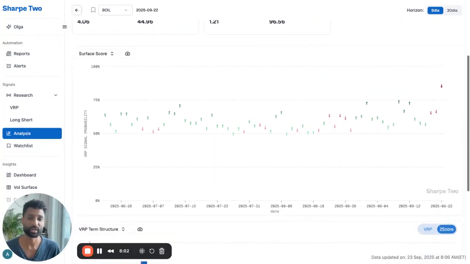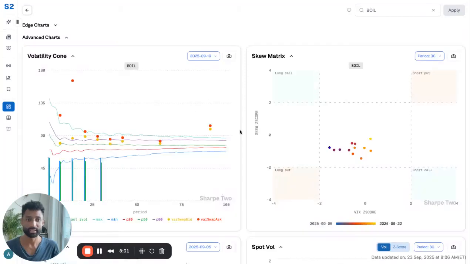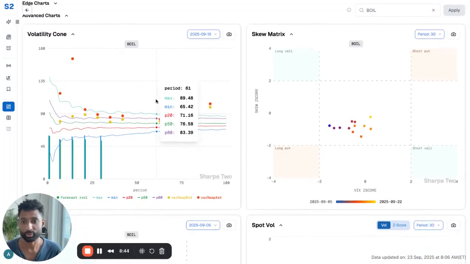Then comes the question of how you structure that one. Right, so let's have a look at the main dashboard, BOIL, and try to find insights and ultimately decide how we could be trading it. There's a video on the volatility cone.